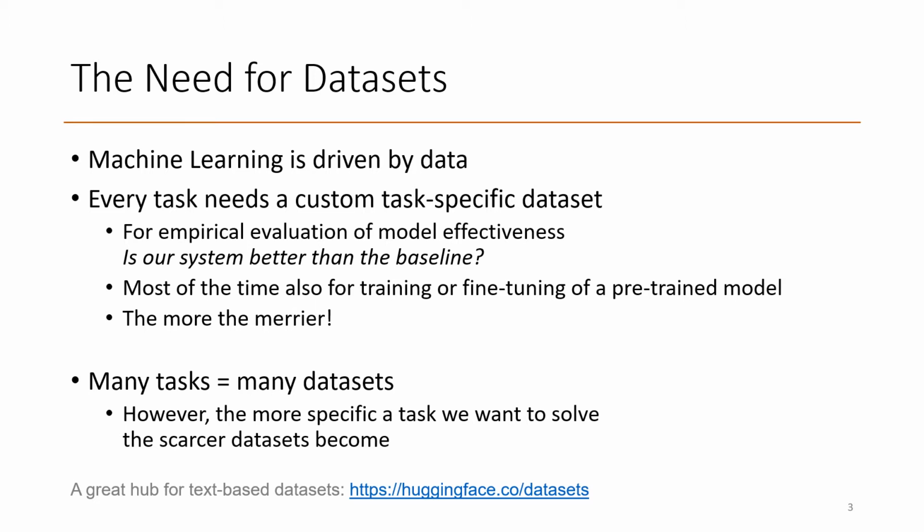And there are many different tasks in machine learning and the different subfields of computer science, which means there are many datasets for various tasks. However, the more specific you drill down to a certain task, the scarcer the datasets usually become. And a great hub for text-based datasets is created by Hugging Face and gives you a nice overview of all the different tasks that people are currently trying to solve and work on.